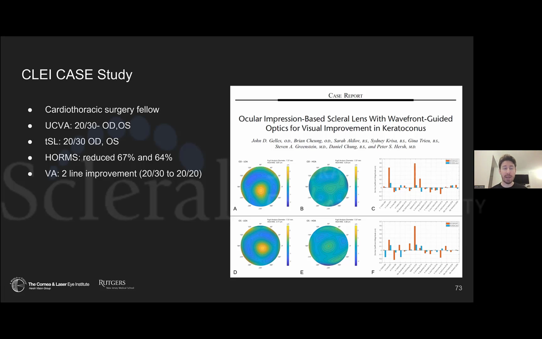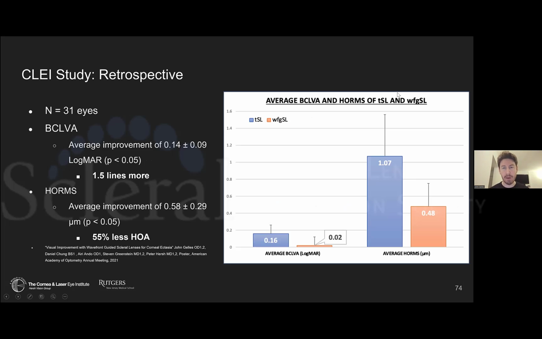What we do is then we go ahead, we convert to an ocular impression based scleral lens with the wavefront guided optics on it. And we got a 67 and a 64% reduction of his aberrations and brought him from 20/30 to 20/20, happy as can be. So another one that we did, we looked at some retrospective data. This was presented at the beginning of 2021 from some retrospective work that we're doing in our clinic with that Ovid system. And what we were looking at was 31 eyes, and we looked at their best corrected visual acuities on this group.